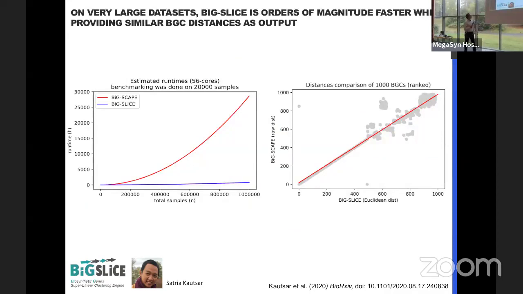And if we look at the computational benchmarking of this, Satya also compared this with BiG-SCAPE. If you go to very large data sets, hundreds of thousands of gene clusters, you'll see that BiG-SCAPE starts to get into trouble with very long runtimes. If you go above like 100,000 gene clusters, well, BiG-SLICE runtime stays very low and scales much better. If you compare the distances computed by BiG-SCAPE and BiG-SLICE, the correlation between them is pretty good.